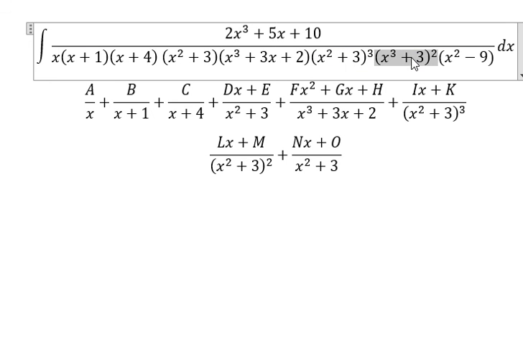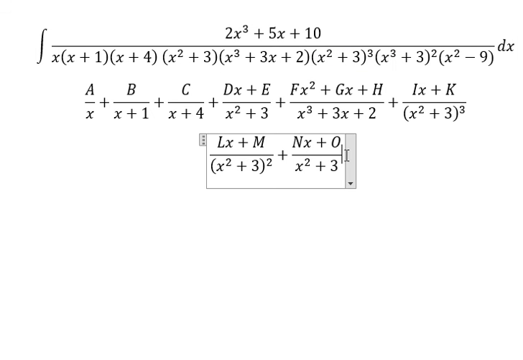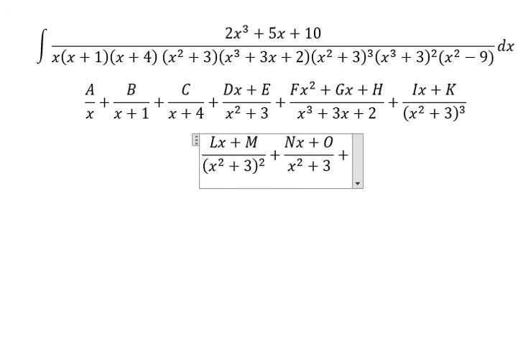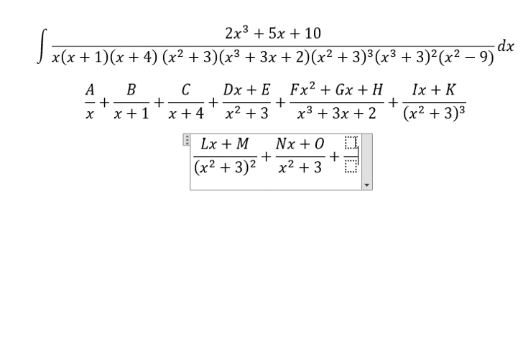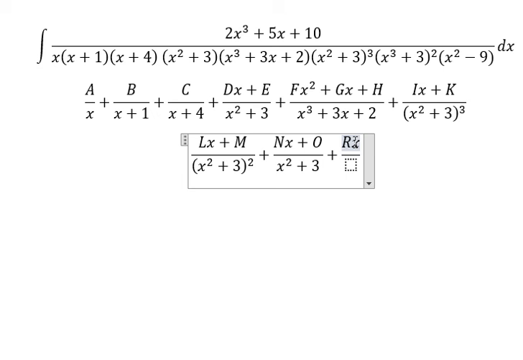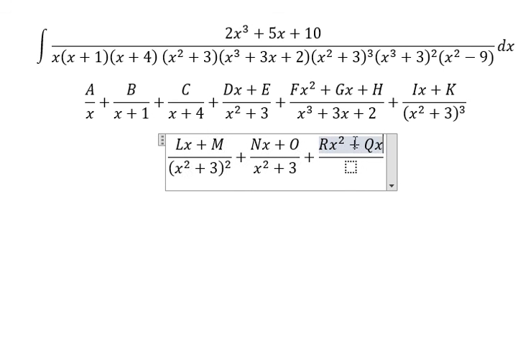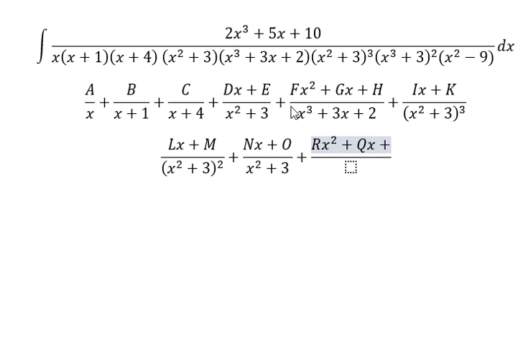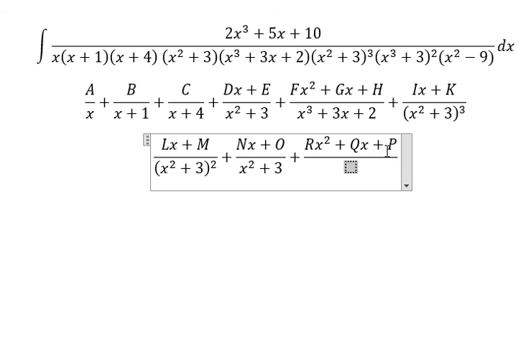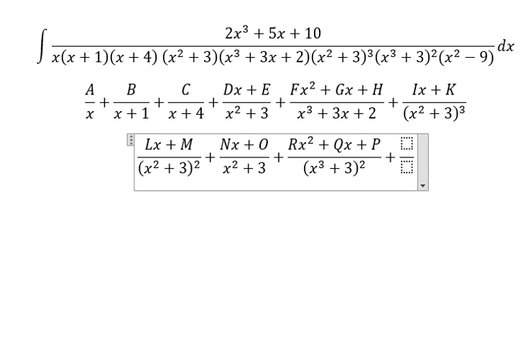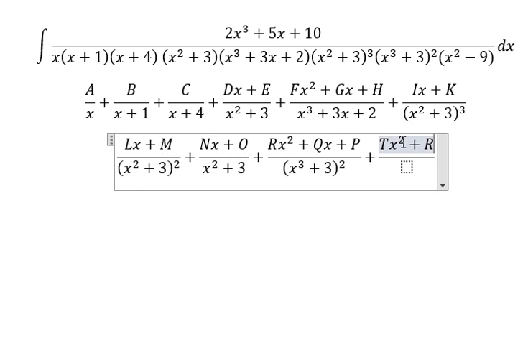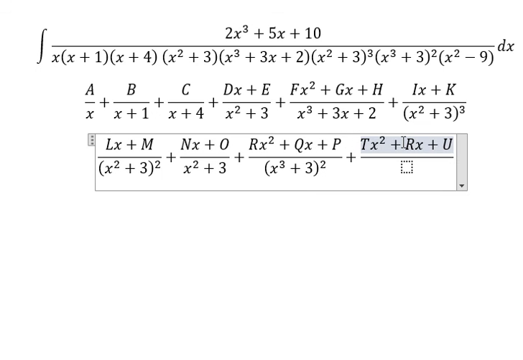Now we can do similar for the next one. This one has power 3. So we will put R s to the power of 2, Q s plus P over s to the power of 3 plus 3 to the power of 2. Later we put the next one, T s squared plus R s plus U over s to the power of 3 plus 3.